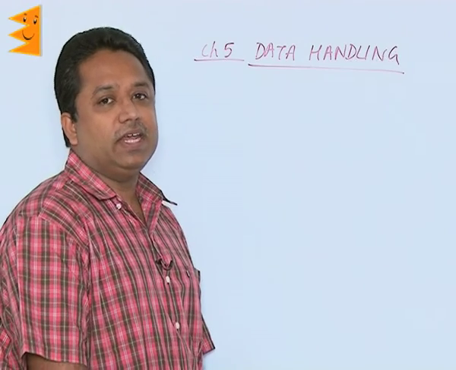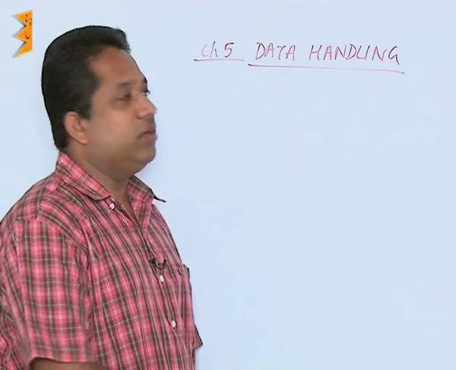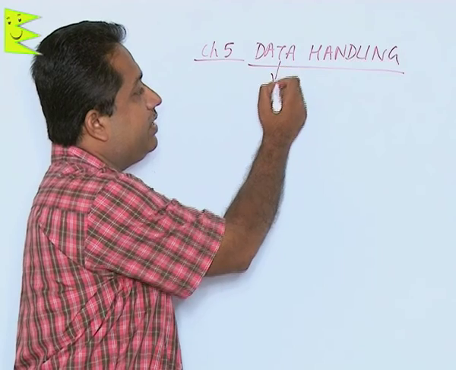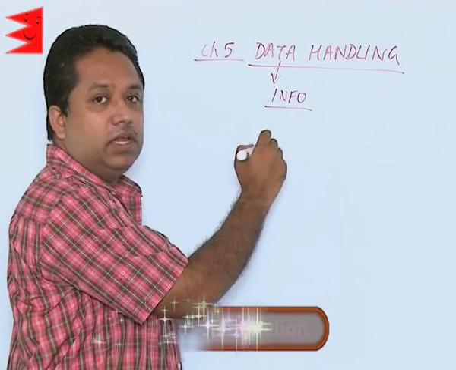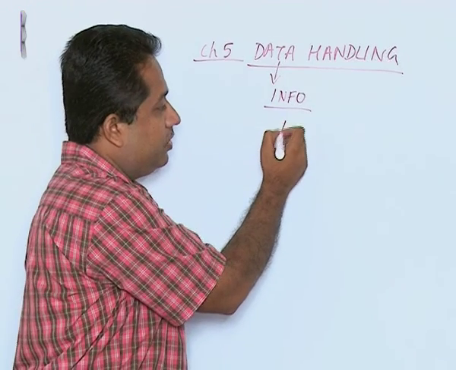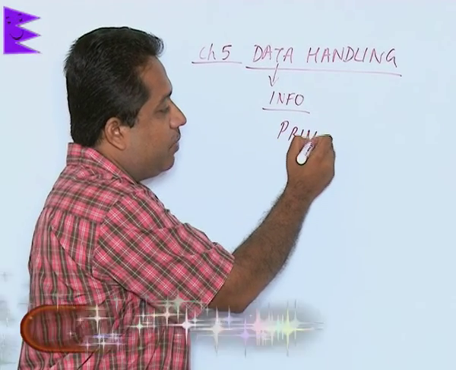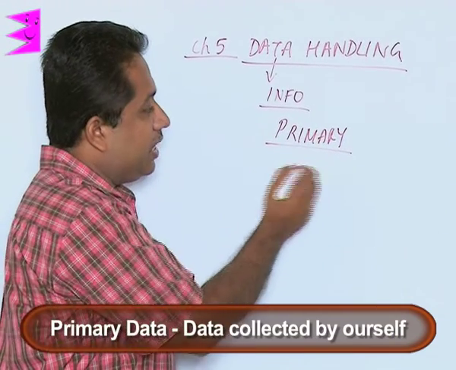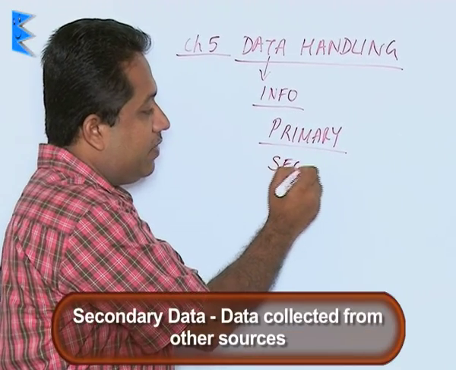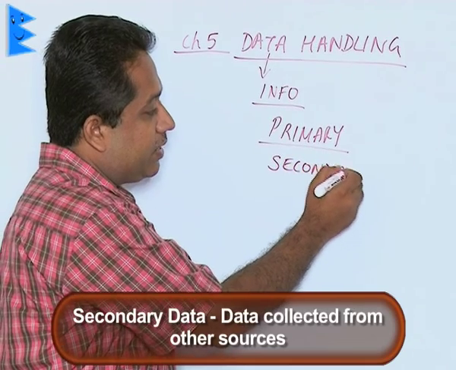Chapter 5, Data Handling. Now, what is the meaning of data? Data basically means information. Now, this information can be collected by oneself. So, when we collect the data by ourselves, that is called primary data, and it can be collected from other sources, and that will be known as the secondary data.